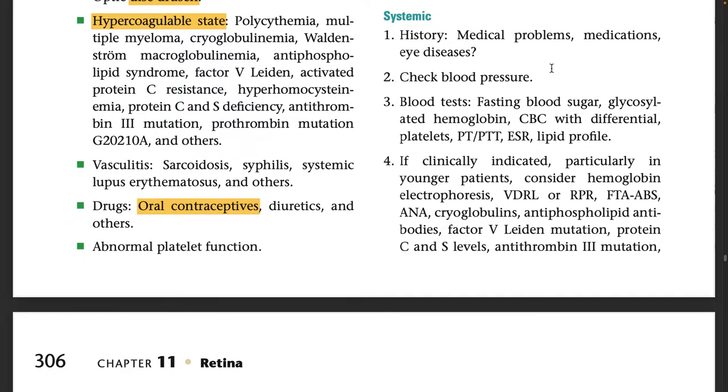Can you guess what sort of workup we're doing? Complete exam. History. What else? Dilated fundus. Slit lamp examination. Vision.